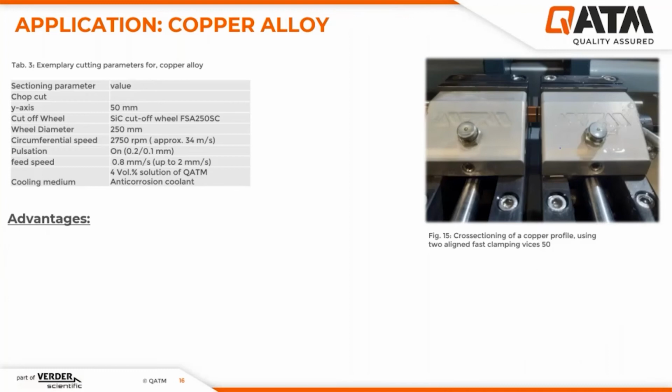Now I would like to switch to a very different material, to a copper alloy, which you see here as a profile, which is clamped in between two clamping vices that have been aligned. In this case, we use a silicon carbide cutoff wheel with a lower feed speed. In this case, we focus on a high quality cut. If you only want a fast cut where burr formation is tolerated, you can go to higher feed speeds of up to 2 millimeters per second.